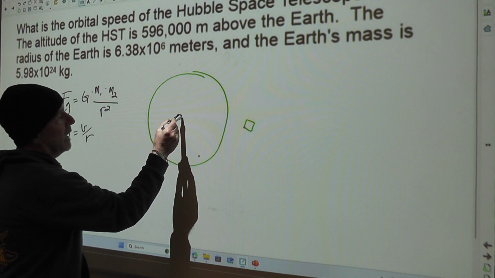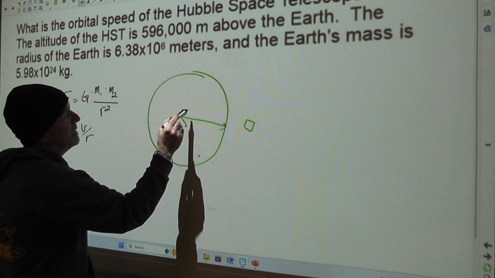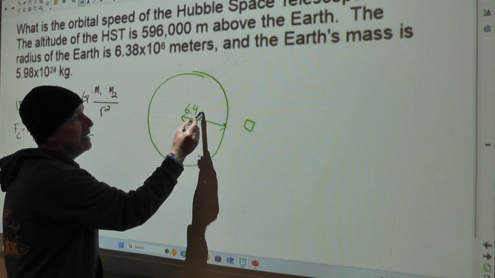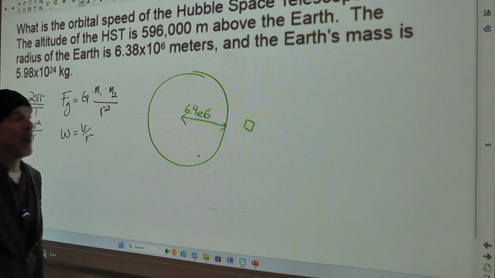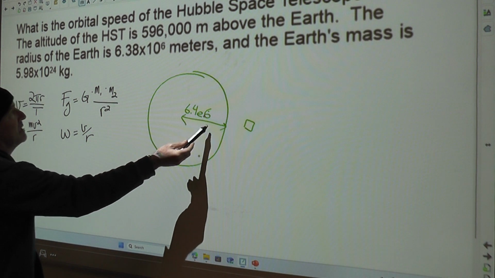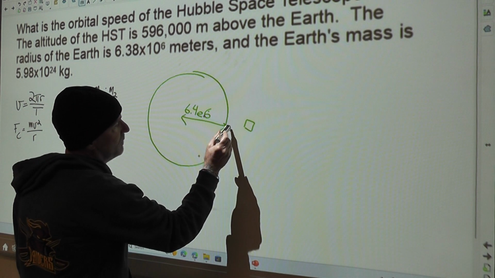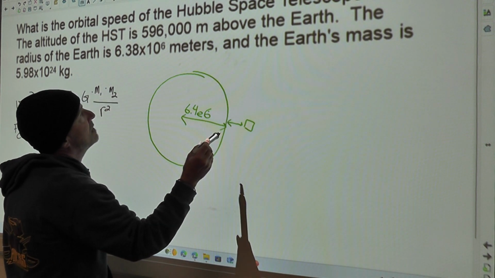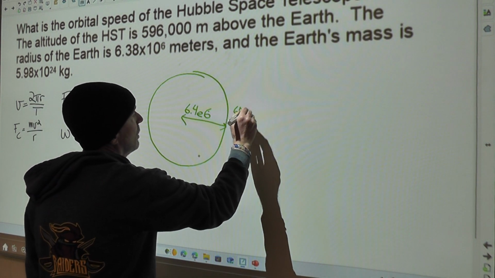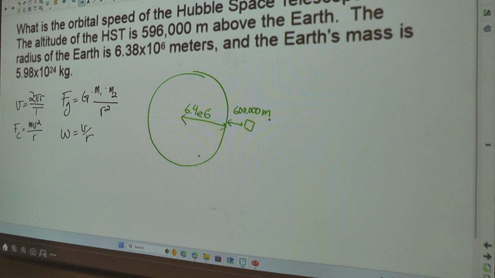The Earth has a radius of about 6.4 times 10 to the 6th. So when I write exponential numbers, I write e and then the power of 10. That's how it'll show up most likely on your calculator or computer. So 6.4 e6 is the same as 6.4 times 10 to the 6th. And then the distance from the surface of the Earth to the Hubble Space Telescope is about 600,000 kilometers. Or sorry, 600,000 meters.